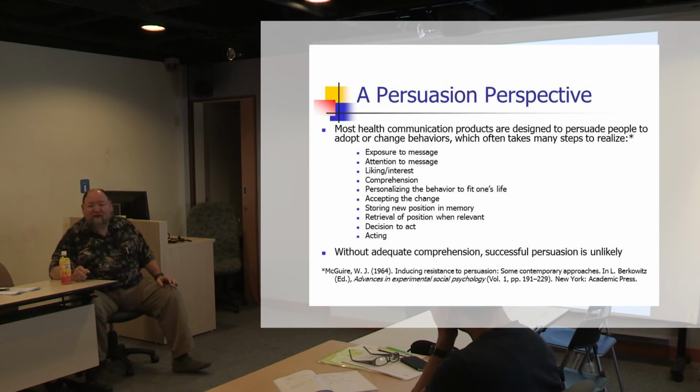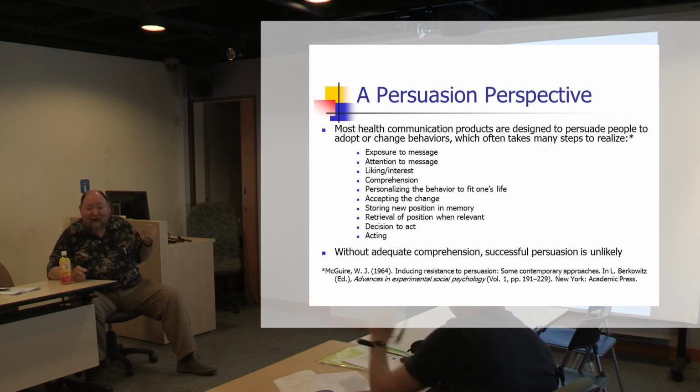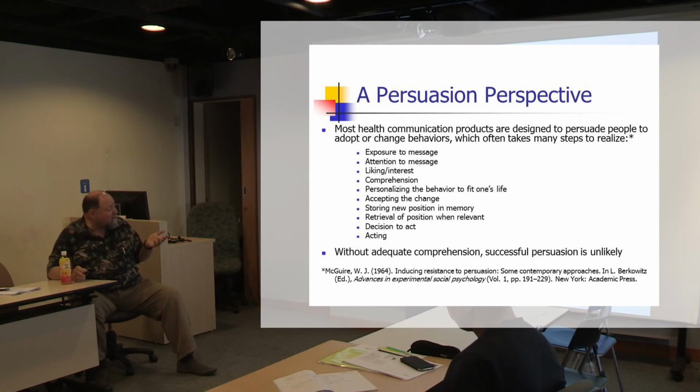I take a persuasion perspective. McGuire, an oldie but a goodie. We've all probably read his work in graduate school. Bill McGuire was a very smart guy. He talked about a number of key factors that we need to think about. Exposure to the message, which is a big problem. Attention to the message: are people interested in the message? Do they understand the message? Is it appropriate to their individual life? Is it personalized for them? Are they willing to accept the recommendations?